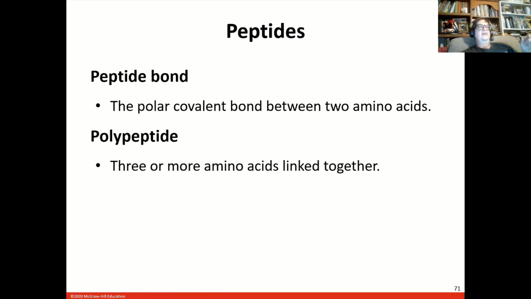But I know this is a little annoying. When we talked about a polysaccharide, it was named after the sugars. The name means many sugars. Polypeptide, you would think they should call it polyamino acid, but instead they named it not after the amino acids, but after the bonds between the amino acids. Kind of stupid, not my fault. Blame the biochemists. All right, moving on.